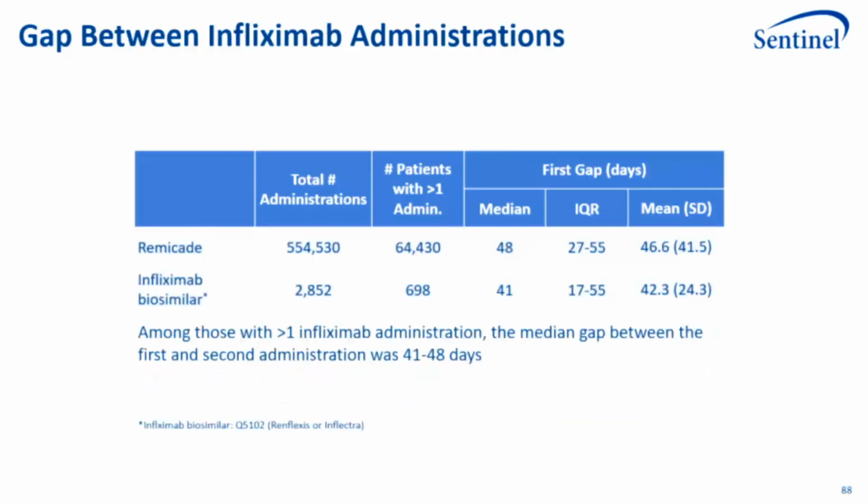Moving on to infliximab, similar setup, same arrangement of the data. You can see more than 500,000 administrations of the reference product, and 64,000 patients had at least 2. There's a much longer median time between the first and second. And you can see the biosimilar here for infliximab. There's less use, but pretty similar in terms of median and mean time between the first and second.